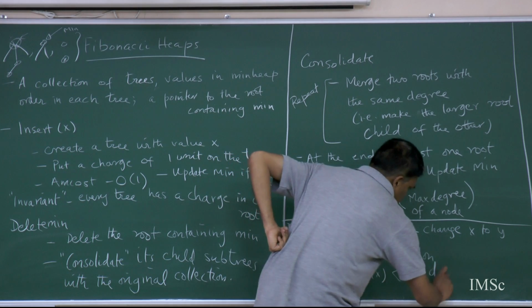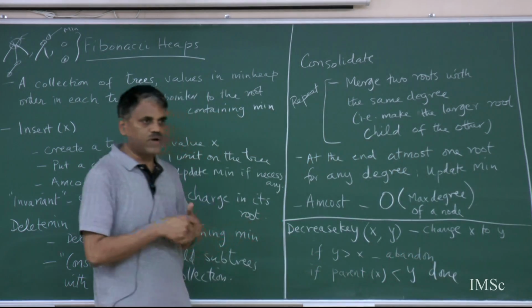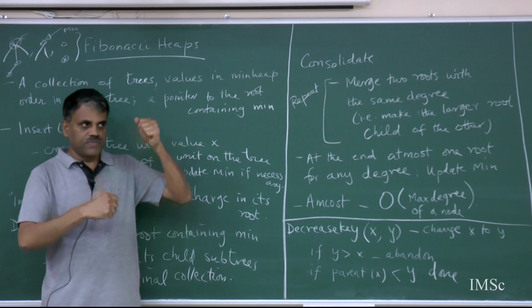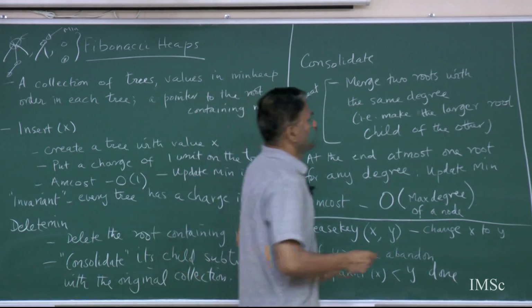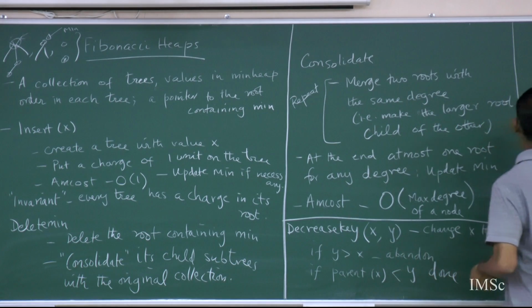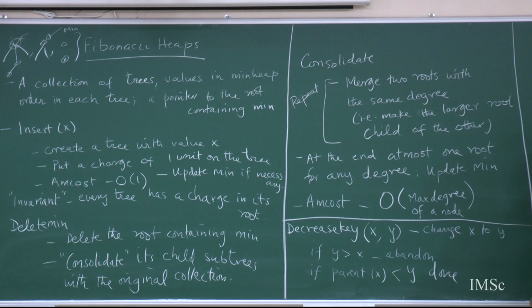we are done. You don't have to do anything because I am still satisfying the min heap property. Here is a node whose value is changed to y, and if the parent is smaller than the new y, then the min heap property is satisfied. Down below you don't have to worry: even x was smaller than all its children, it was a min heap. Now you decreased it even further, it will still satisfy the min heap. So if this happens, you're done.